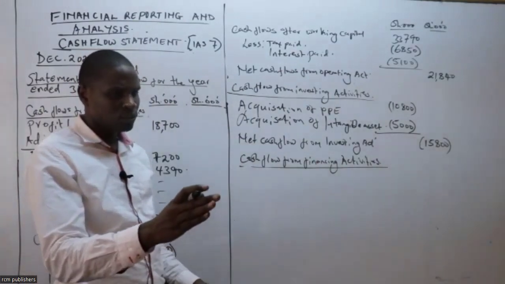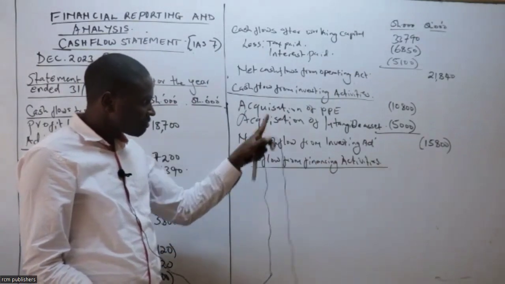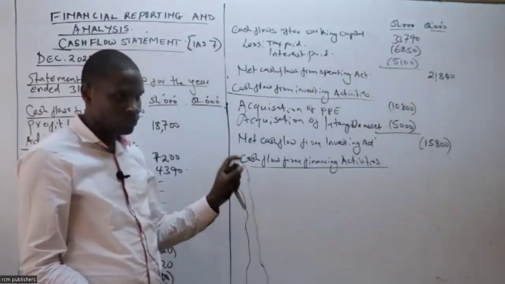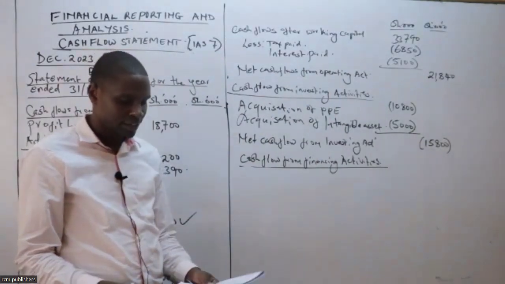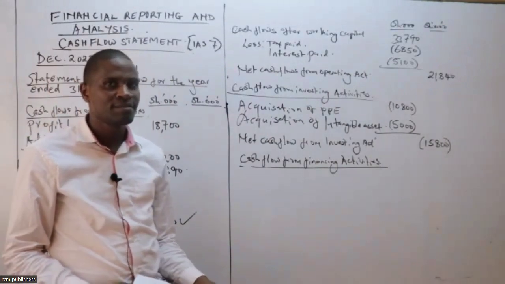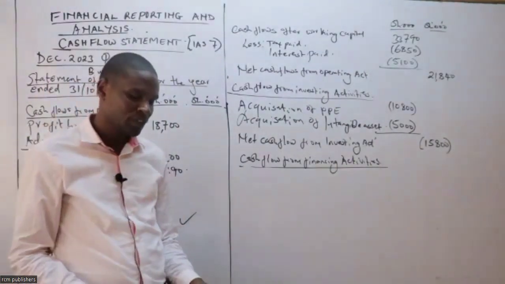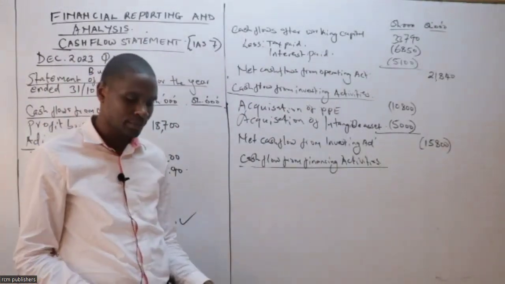I know Christine you have already done that one. Now we want to get the total of this activity. We have three activities. Once we get that one, we have the aggregate. Now, can you go direct to where we have the equity? That is where we shall get these items.